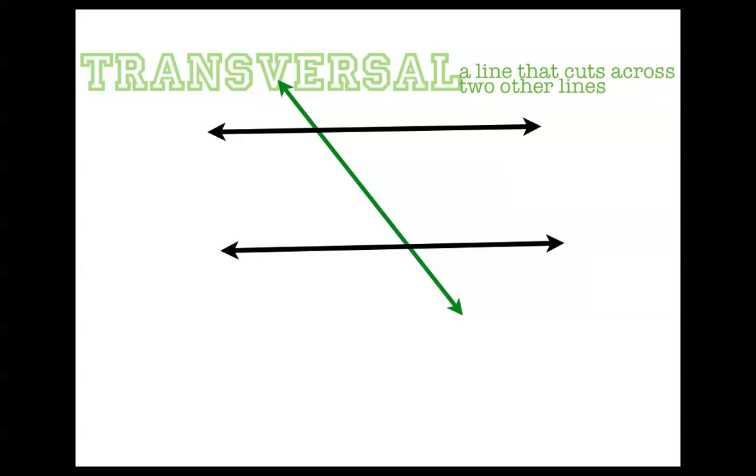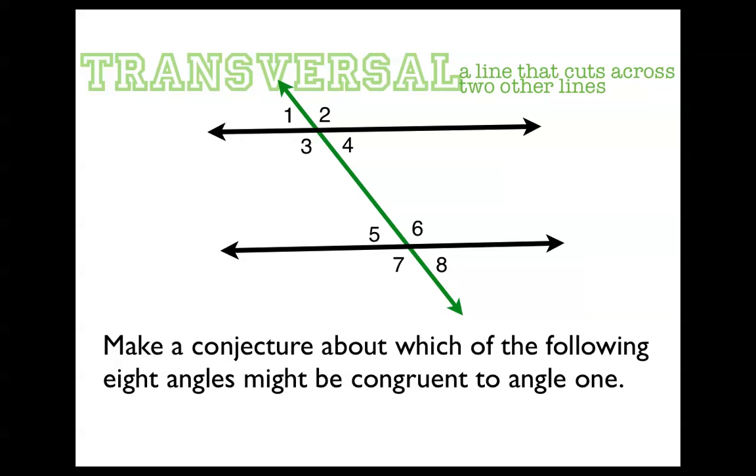And you might notice that when you cut across those two parallel lines, you created a bunch of angles, didn't you? There's actually 8 angles here. See them all? Okay, I want you to try to make a conjecture, an educated guess, about which of the following 8 angles might be congruent, which means equal, to angle 1. Would angle 2 equal angle 1? Would angle 3 equal angle 1? Would angle 4 equal angle 1? Or maybe angle 5 or 6 or 7 or 8? Which of them would equal angle 1 and which of them wouldn't?